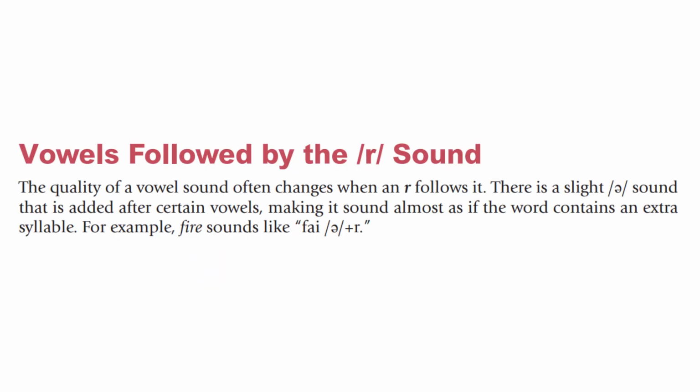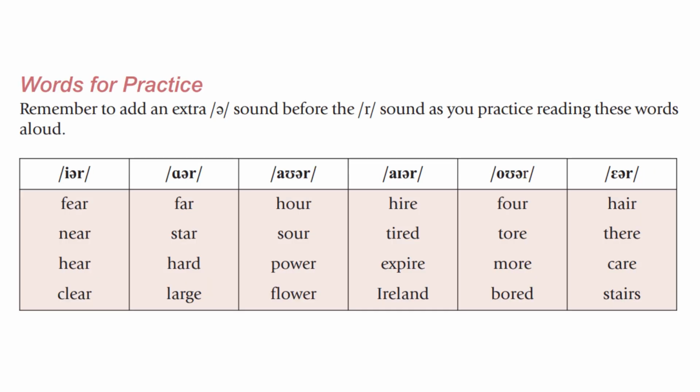Vowels followed by the R sound. The quality of the vowel often changes when the R follows it. There is a slight sound that is added after certain vowels, making it sound almost as if the word contains an extra syllable. For example, fire. Don't say fire, say fire. Words for practice, adding an extra sound before the sound.